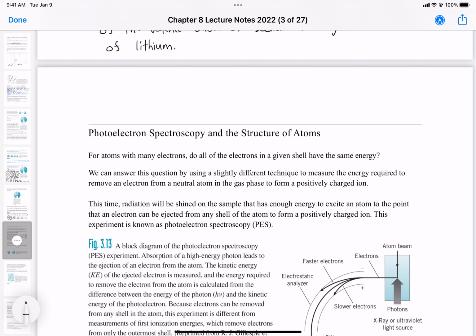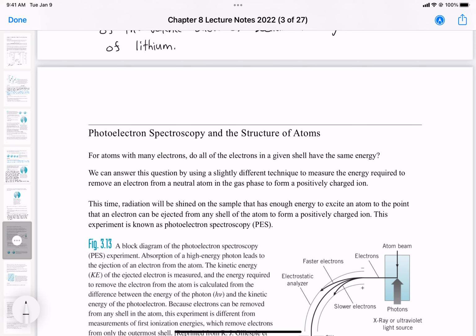Right now we just know that as you add more electrons into the shell, you're going to increase the ionization energy if you go across the period, right? Okay. So we can answer this kind of problem by using a slightly different technique. Instead of ionizing the loosely held electron, we can measure the energy required to remove any electron from a neutral atom in the gas phase to form a positively charged ion.